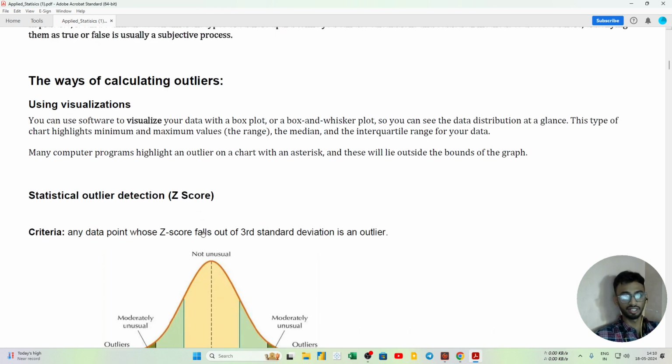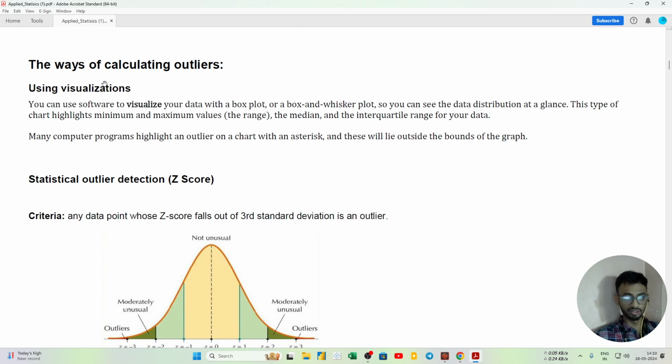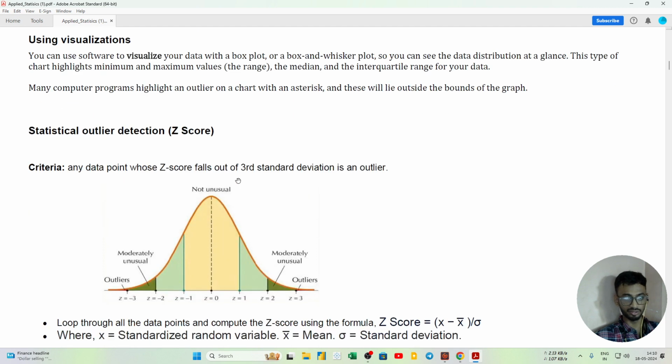So there are certain ways to detect outliers using visualization. We can use software to visualize our data with a box and whisker plot, so you can see the data distribution at a glance. This type of chart highlights the minimum and maximum values, the range, median and interquartile range in your data. Many computer programs highlight an outlier in the chart with an asterisk, and these lie outside the bounds of the graph.